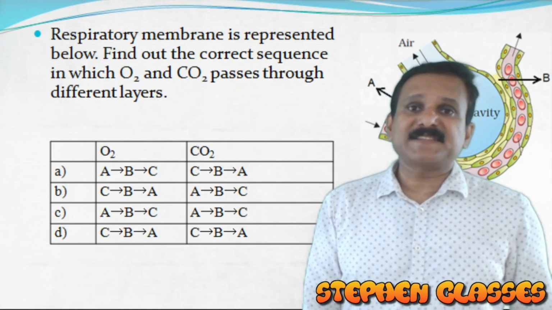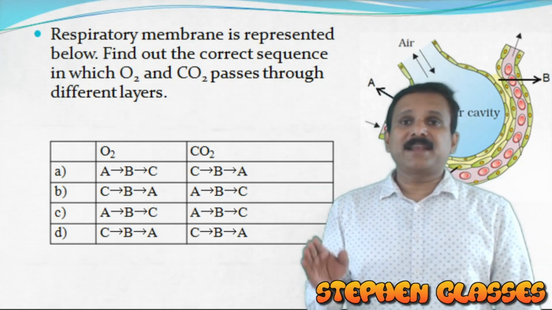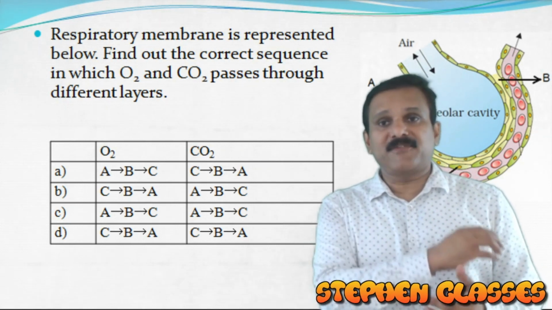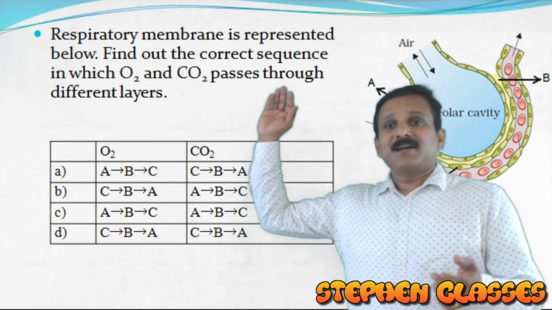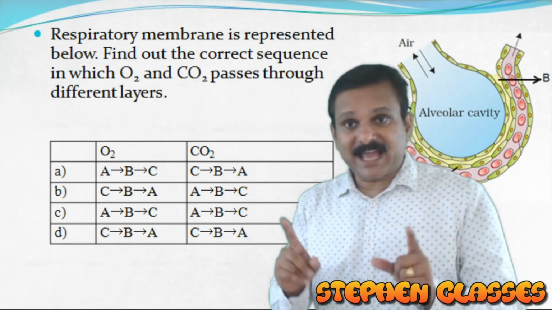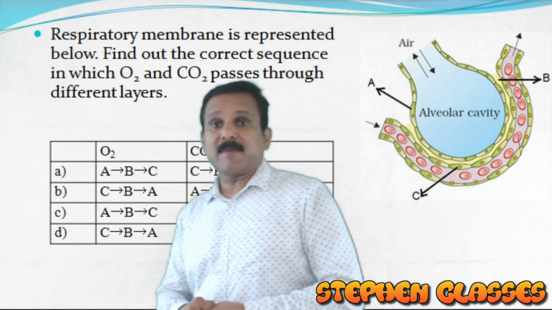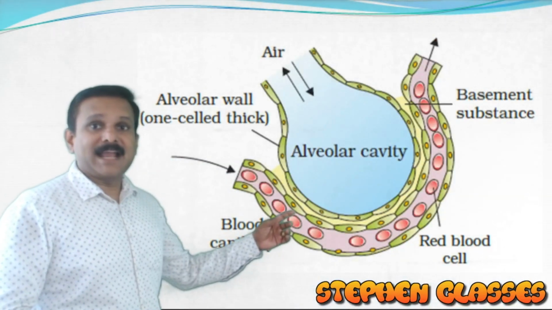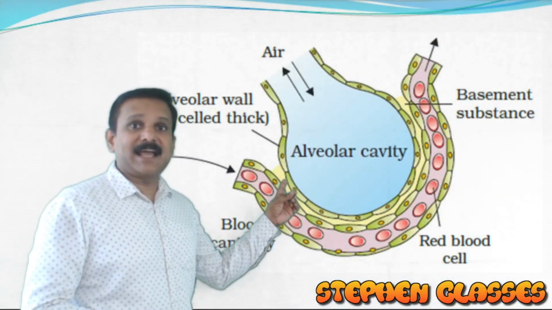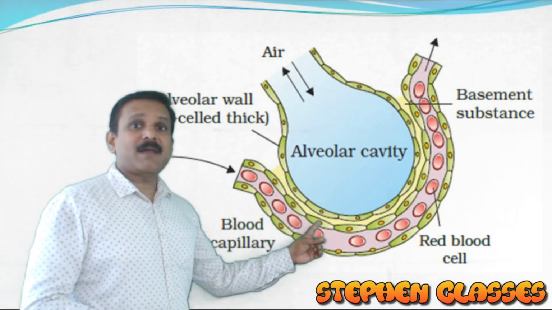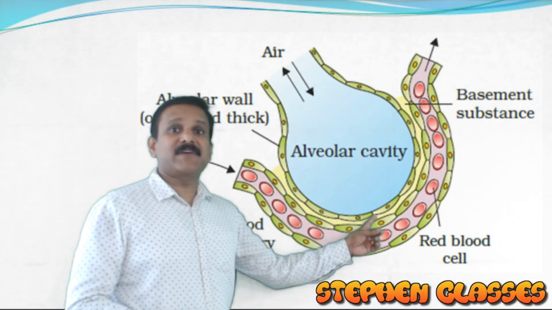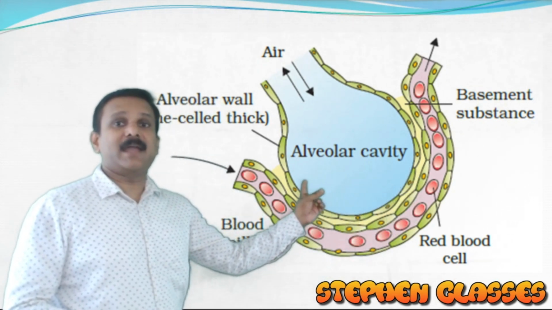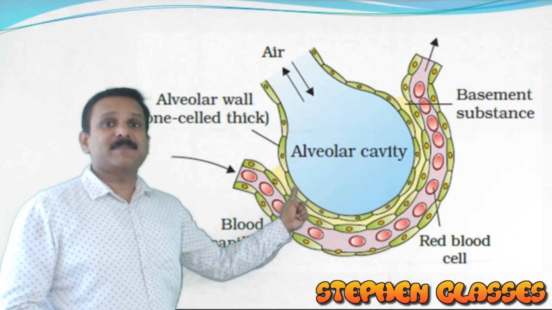Respiratory membrane is represented and you have to find out the sequence in which oxygen and carbon dioxide will pass through the different layers. You know, the respiratory membrane has three layers. What are the three layers of the respiratory membrane? We have the diagram of the respiratory membrane. You can see a single-layer thick alveolar wall. The alveolar wall is made up of a single layer of cells composed of squamous epithelium.